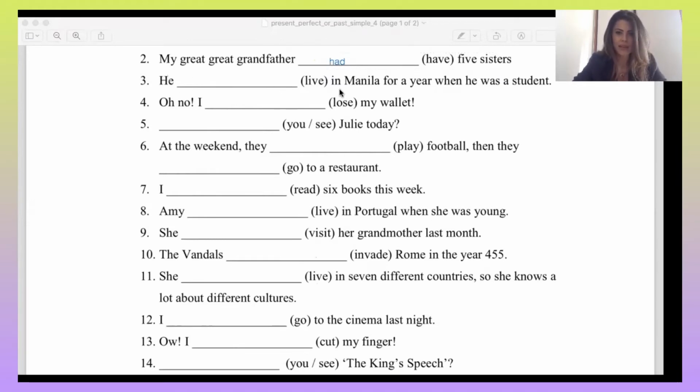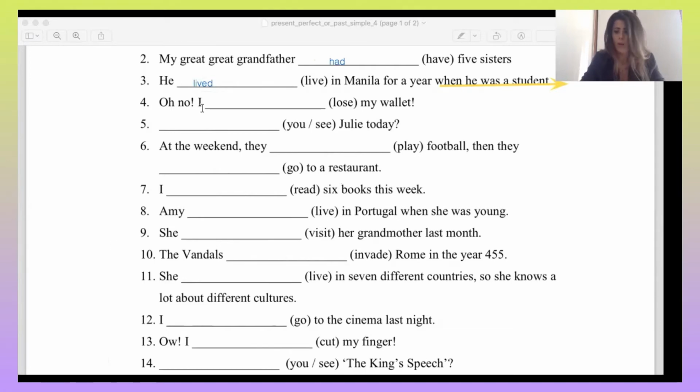Now, he lived in Manila for a year when he was a student. Okay, so here, apparently, I have a specific time, right? When he was a student, this is a specific time in the past, so he's not a student anymore. So I'm going to say he, yes, lived in Manila for a year when he was a student. Okay, the next one.